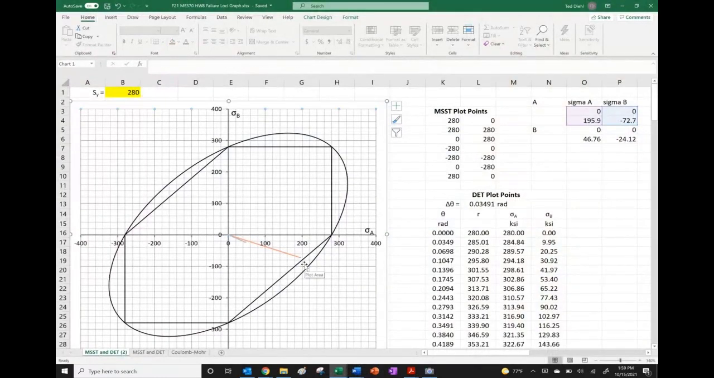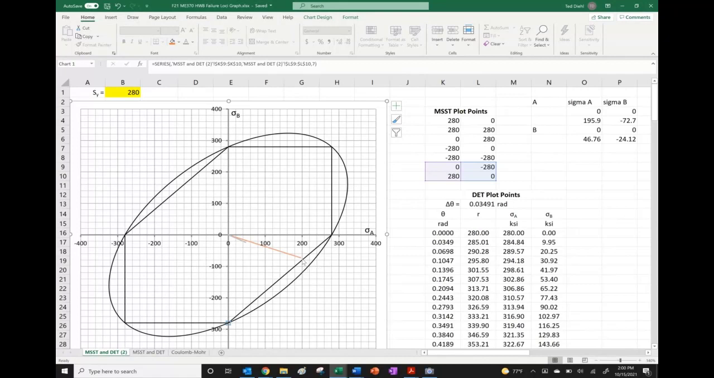So you're graphing for that line. What numbers are you graphing? The orange line is 0 to 195.9 in the x direction, and the y direction is negative 72.7. So it looks like it's plotted at the right spot, right? Yeah, 195.9 and negative 72.7. And the maximum shear stress theory looks like it's correct. It's going from 280 to 280 right there. So I'm just curious why it isn't doing what it should be doing.